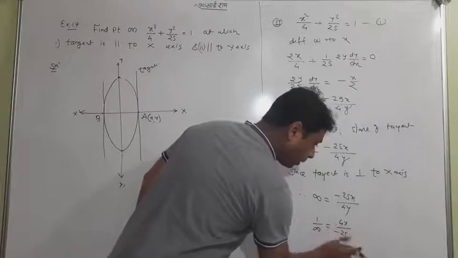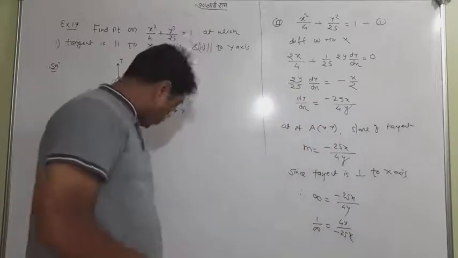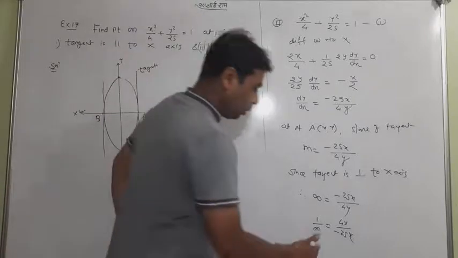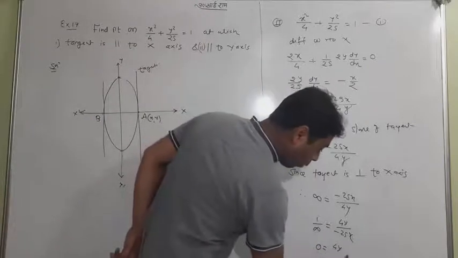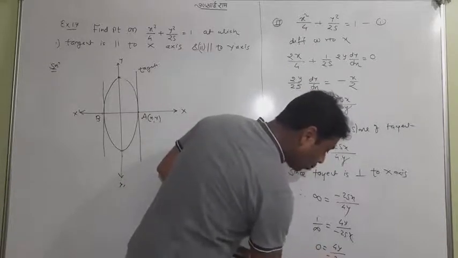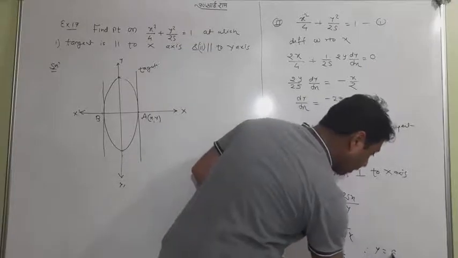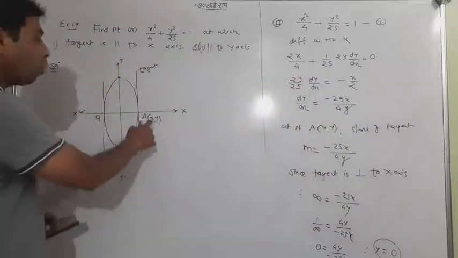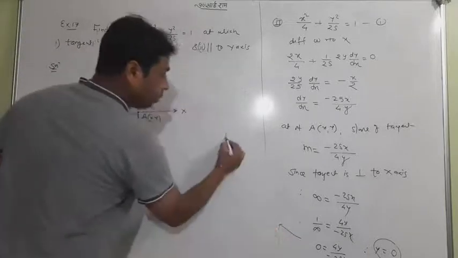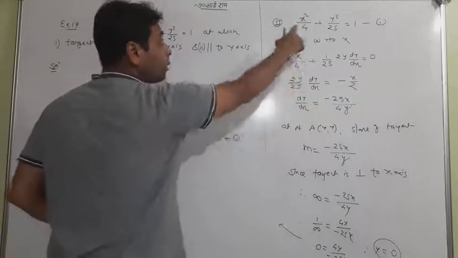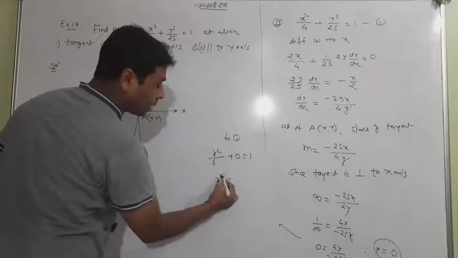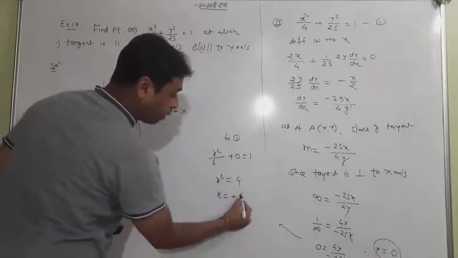It's going to be like that. And I did this intentionally, because 1 by infinite is itself 0, and it is 0 equal to 4y upon minus 25x, and from where I'll get y is equal to 0. So we have got y is equal to 0, and what about x? Now I'll take by 1, put y equal to 0 in this equation. x square upon 4 plus 0 is equal to 1, x square equal to 4, and x equal to plus minus 2 will be there.